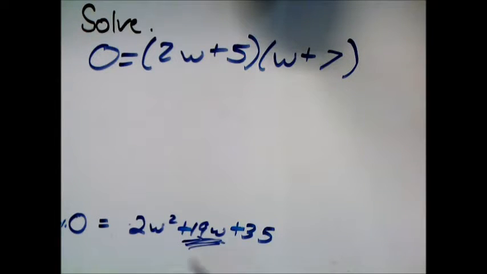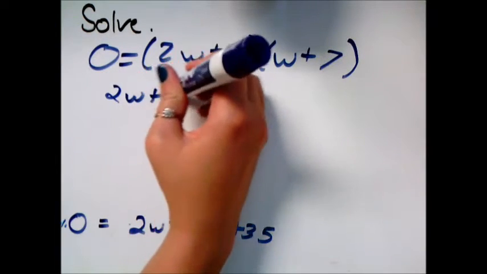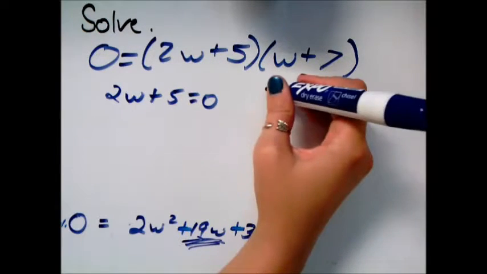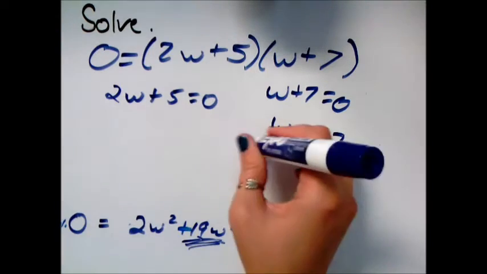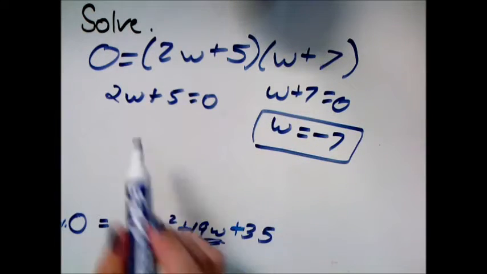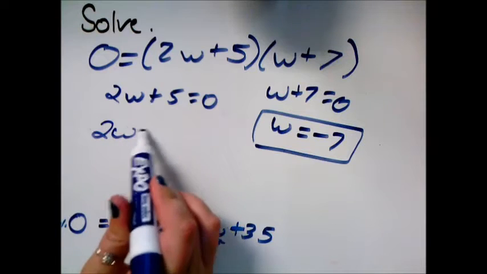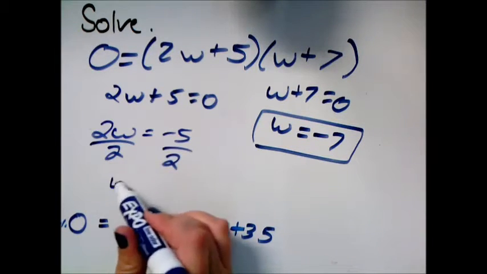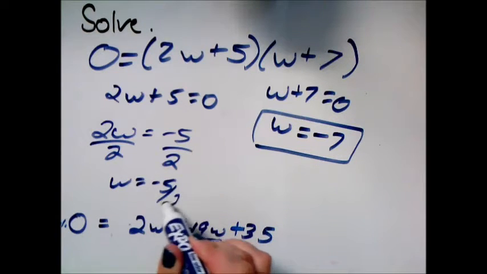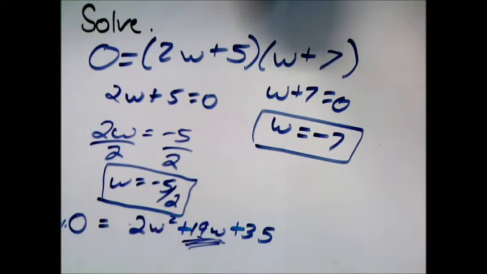Now I know I have 2 solutions. Either this equals 0, or w plus 7 equals 0. So either w is negative 7, or it's negative 5 halves, and then check and make sure that those work in the original equation. Sometimes you can come up with extra solutions in these ones too. So in this one, both of these ones should work. So negative 7 and negative 5 halves.